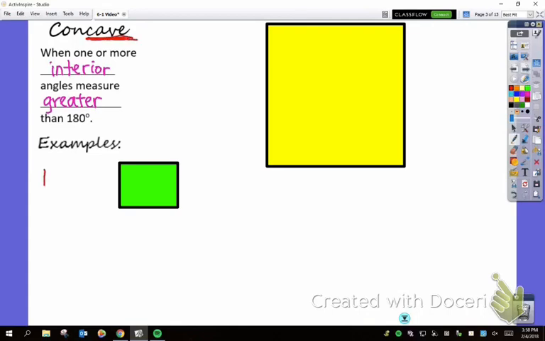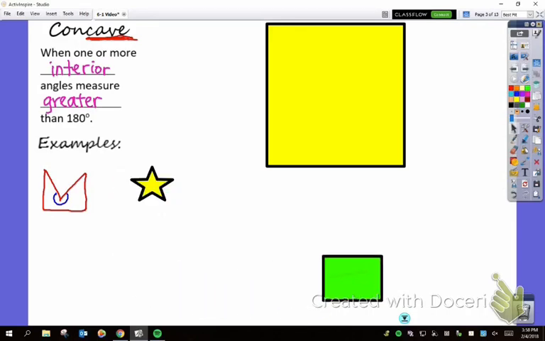So like I drew a second ago, if it comes inside our shape and then comes back out, then that would be a concave polygon. Our concave angle would be our angle at the vertex that is inside the shape. So from here to here, that angle would be more than 180 degrees. Now, our most common concave polygon is a star. Okay? A star would be considered a concave polygon also.